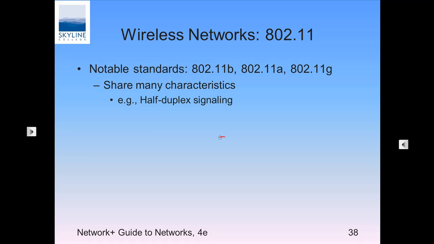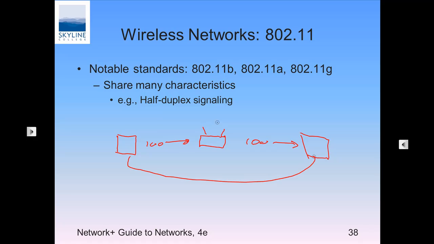If we have our wireless access point here and we have a laptop here and a laptop here, and we're 100 meters and 100 meters away, these two guys will never see each other, right? Theoretically, anyway. So they don't know they're there. So in these we use CSMA/CA, collision avoidance.